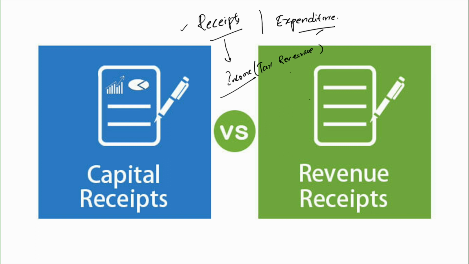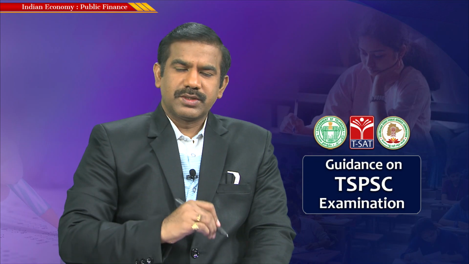Anyway, it could also include borrowings. So, keep this information with you: receipts include both income and borrowings. Receipt does not refer to only the income of the government of India. And then the second part is what is called the expenditure, which we will be discussing in a couple of minutes after we look at revenue and capital receipts.